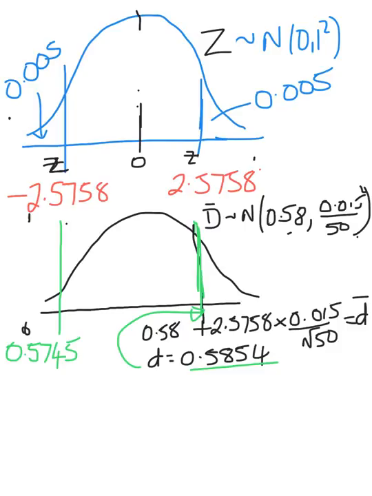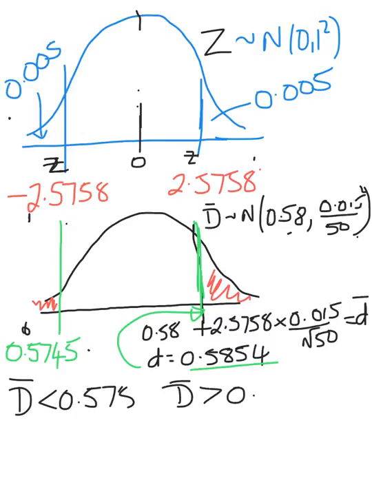Okay, so now I know that my critical region is where D is less than 0.575, which gives us this region here, and the other critical region is where D is greater than 0.585.